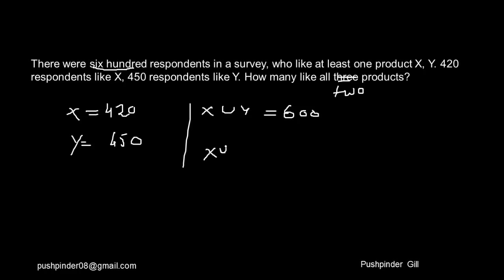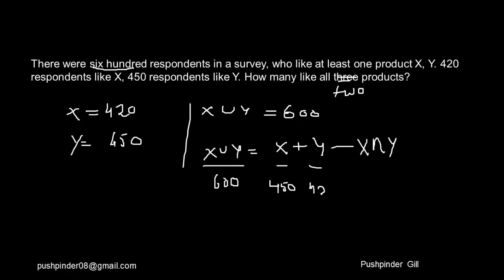So from this expression, I can easily calculate the value of X intersection Y, because this is what he's asking. How many of them like all 2 products? So this is equal to 600, and this is equal to 450, and this is equal to 420. So I just need to calculate the value of this, which I can easily calculate, right? So I hope everyone is understanding what I did over here. It was a pretty easy question. You just had to find out the values. The values were given for X and for Y and for X union Y. And you just need to calculate all 2 products, that is X intersection Y, right? So I hope everyone is understanding.